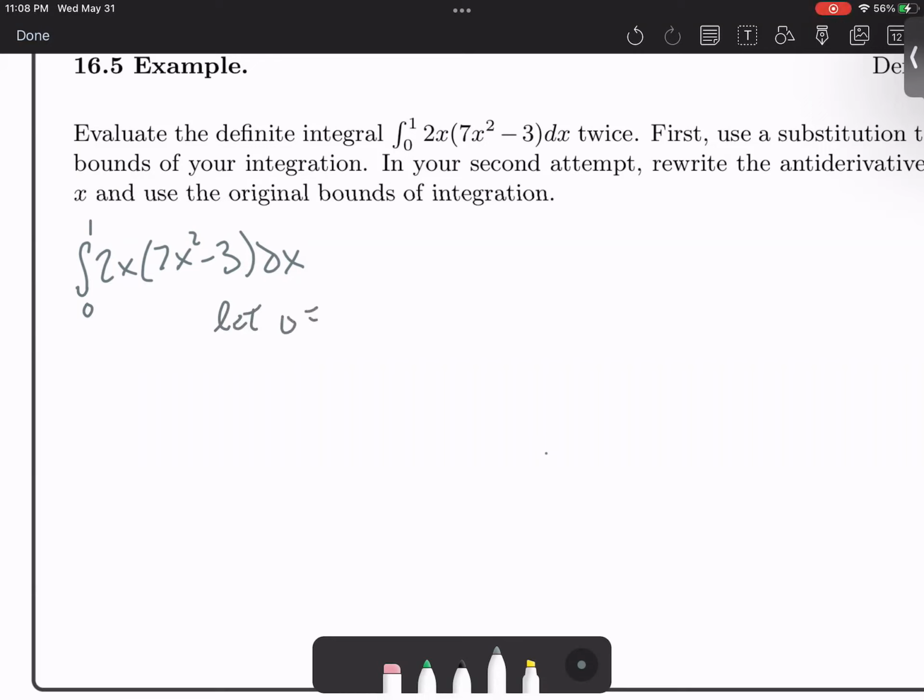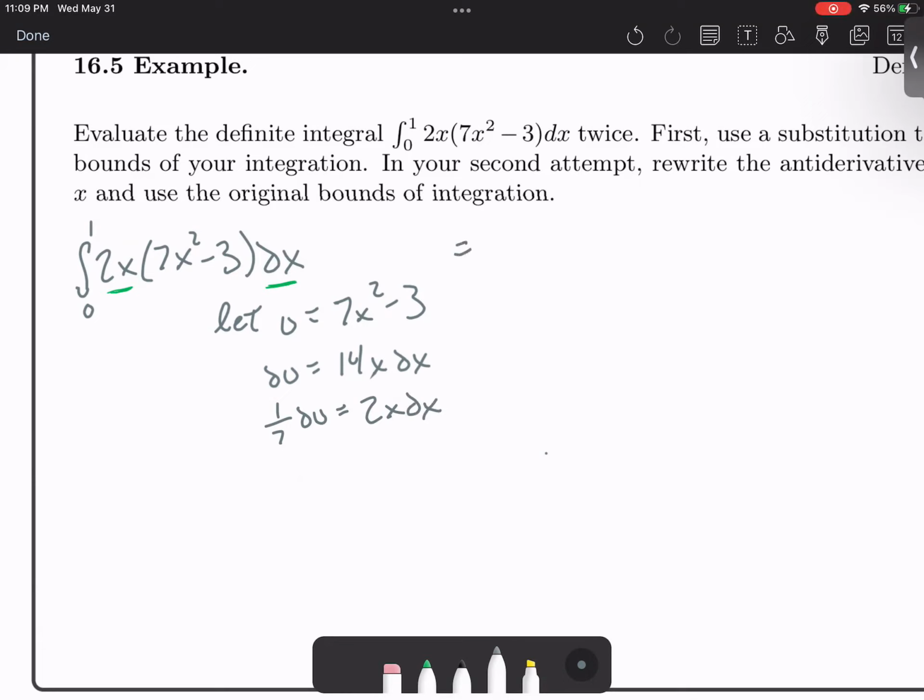You want to choose your variable to be the object that has a derivative present. So let's choose the 7x squared minus 3, because that's going to differentiate to something that just has an x. Right? du is 14x dx. Now you're looking for a 2x dx. So you can divide both sides by 7 and you get your 2x dx.